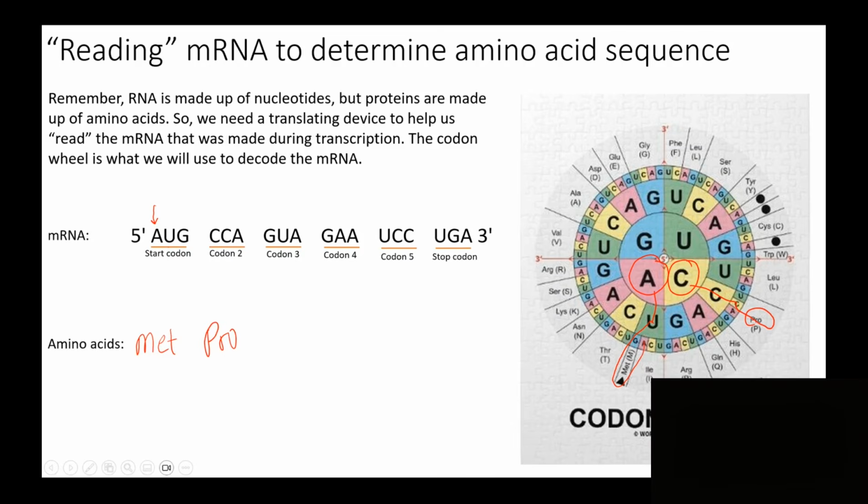Okay, now let's do the next one. We're going to go GUA, so we start here at G, work our way out to U and to A, and we get valine. All right, so I'm going to erase my doodles, but go ahead and try to finish at least the next 2 and tell me what amino acid you're going to get from those particular codons.